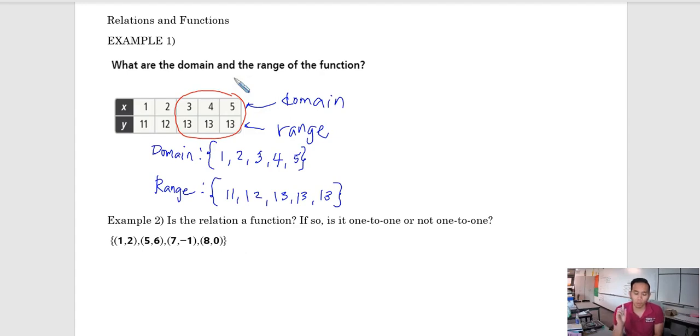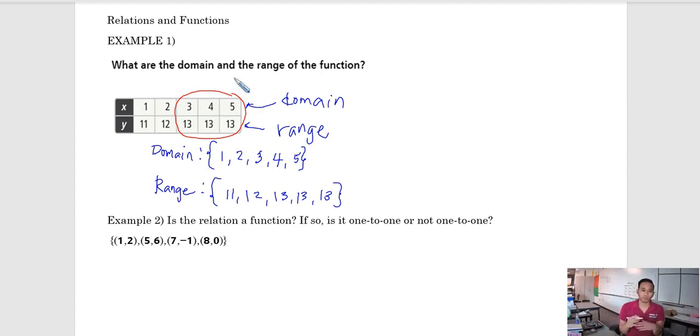So 1 is partnered to 11, 2 is partnered to 12, 3 is partnered to 13, 4 is partnered to 13, and 5 is also partnered to 13.